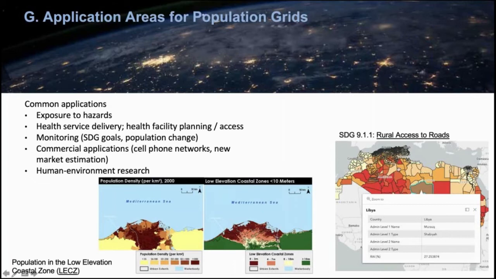Here on the right, this is a link to a story map that shows you different ways you can measure SDG 9.1.1, an indicator that measures the rural population access to roads. So we took different population data sets and different subsets of roads data sets for Africa and computed the proportion of population that had access to all-weather roads by admin unit. So the gridded population were used for the estimate, and we aggregated it up.